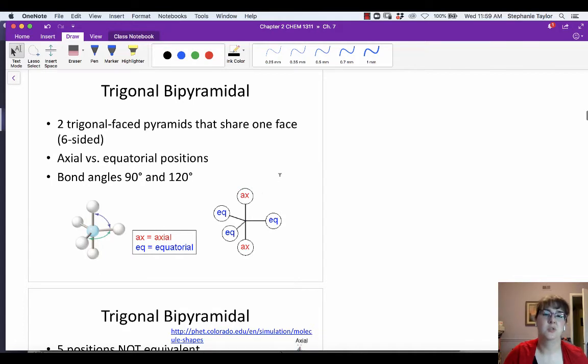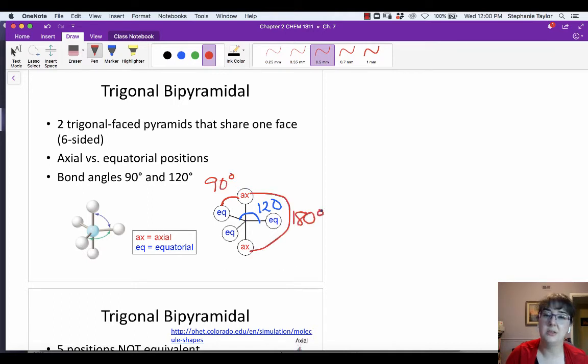Our next shape is trigonal bipyramidal. There's different ways to say this, they all work. But notice that what you're going to have here is, again, those equatorial and axial positions, where my equatorial are going to be 120 degrees apart from each other, and my axial will be 90 degrees from my equatorial, 180 degrees from each other. So there's a lot of different ways to look at this molecule, so it's a good idea to take a look at this.